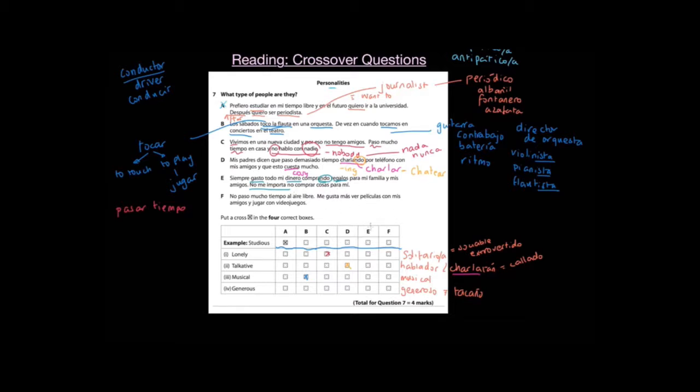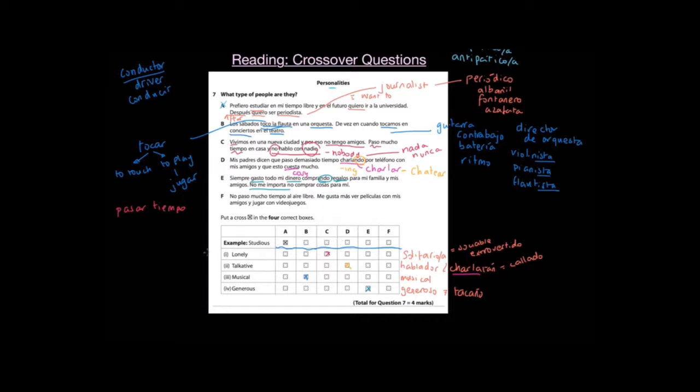So E, we're going to make the mark here. So we are now, okay, we've got the 4 crosses. So we could say, all right, I've got the 4 crosses. I'm going to move on to the next exercise, but please do double check. Do read F, have a look, because what happens if F actually matches even better the description of someone who is lonely or of someone who is talkative?